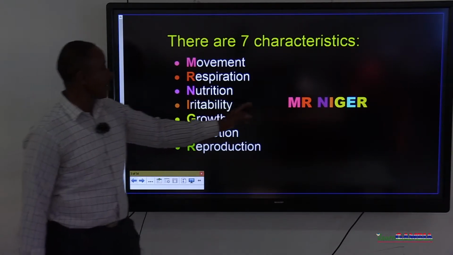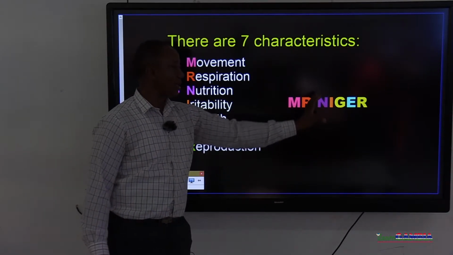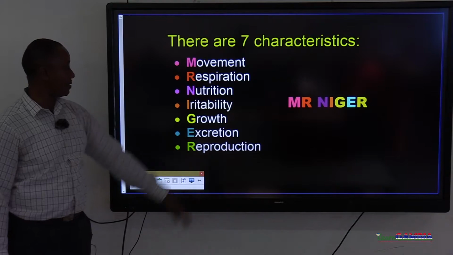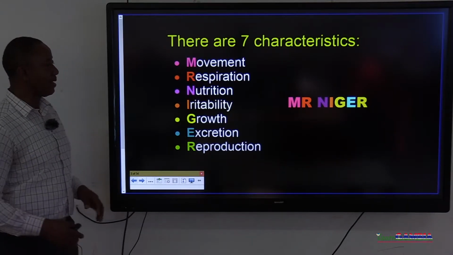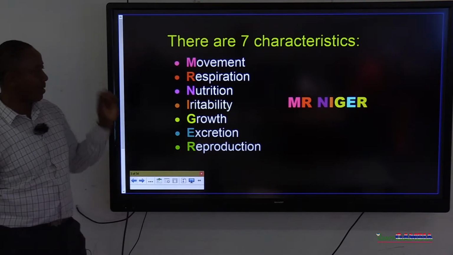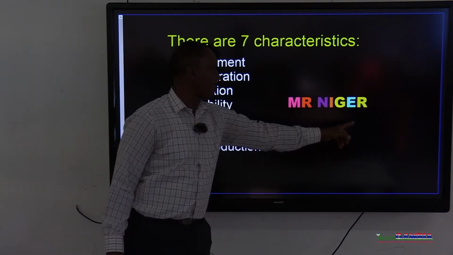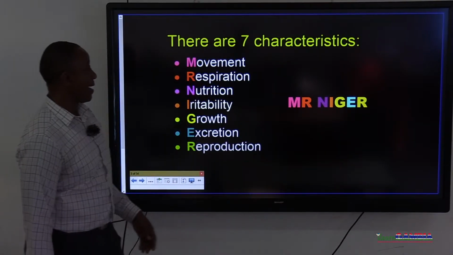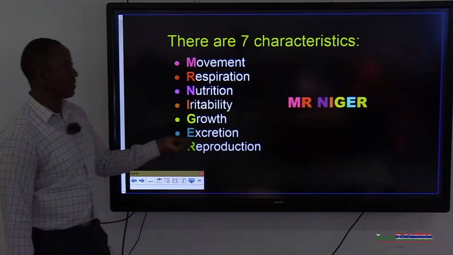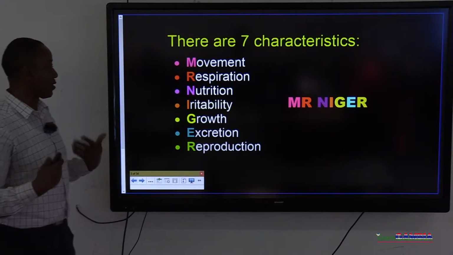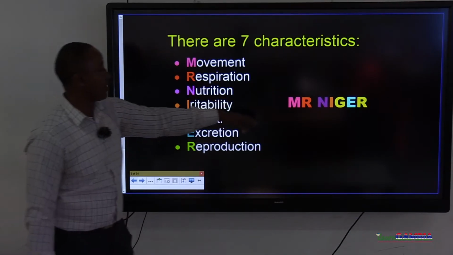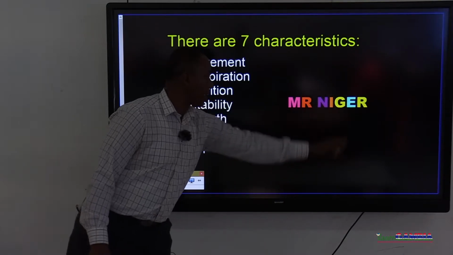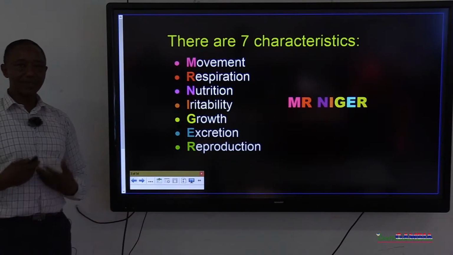As you're familiar, most of us use what we call a mnemonic. You use the first letter of each one to help you remember, because these are 7 words that might be a bit difficult for some to easily remember, but it's easier to remember Mr. Niger. Niger is a country in Africa, and Mr. of course is a title, so Mr. Niger should be easier for us to remember. And once you have Mr. Niger, you can easily go movement, respiration, nutrition, irritability, growth, excretion, and reproduction.